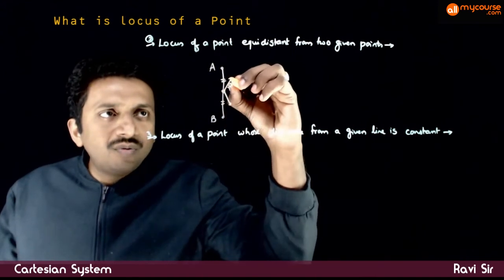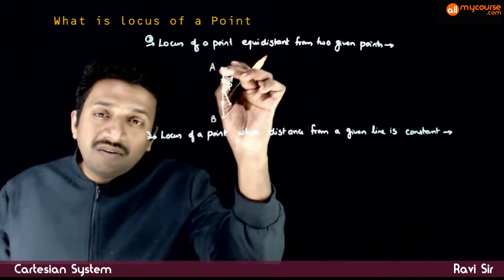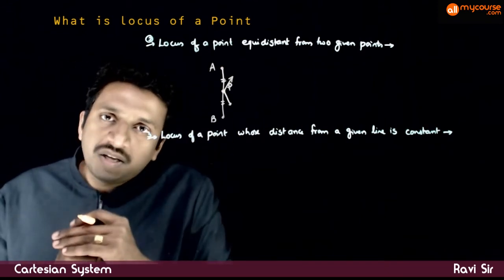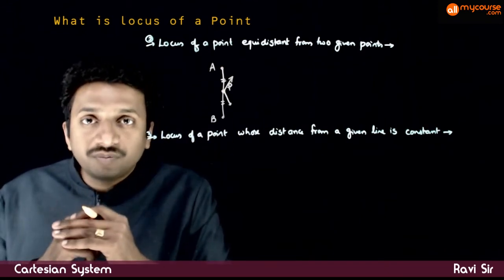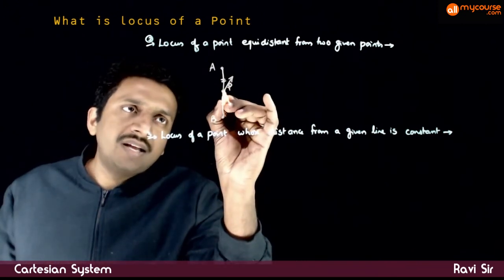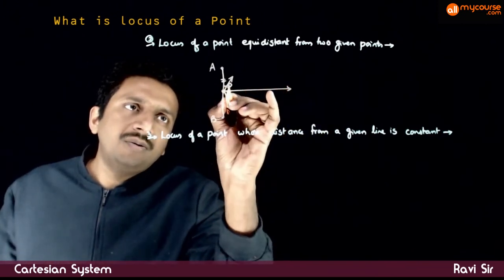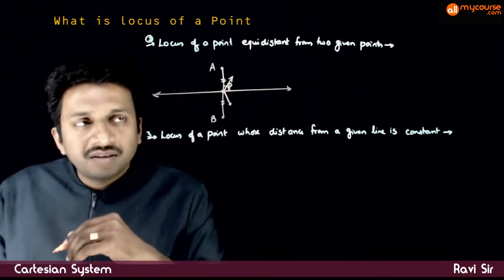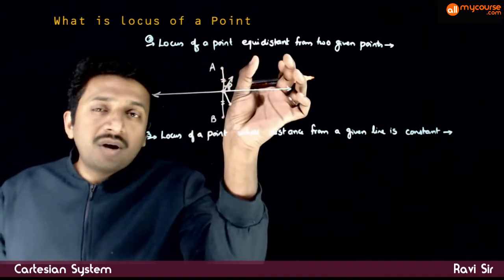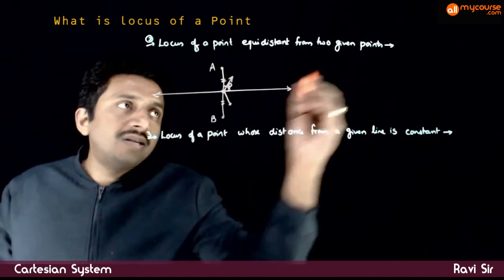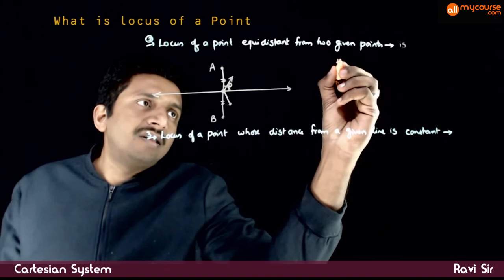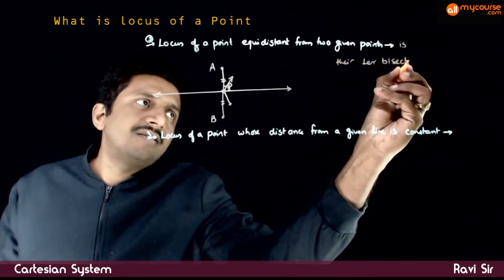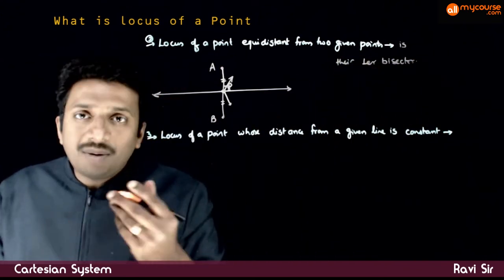So it cannot move towards A also. It has to be equidistant from A and B. So it can neither move towards A nor move towards B. So what is the direction in which it can move? So it can move in the direction perpendicular to AB, in this direction as well as in this direction. That means the locus of a point equidistant from 2 given points is their perpendicular bisector, right? Is their perpendicular bisector.